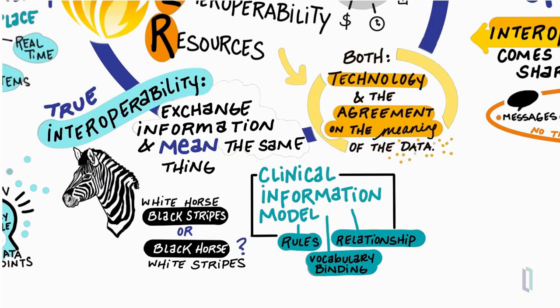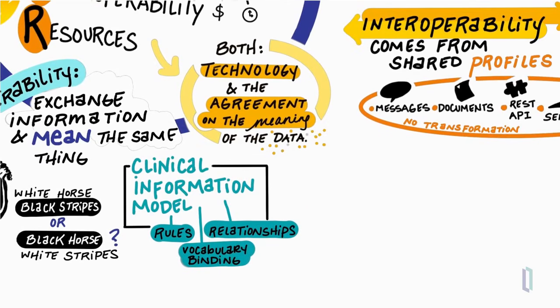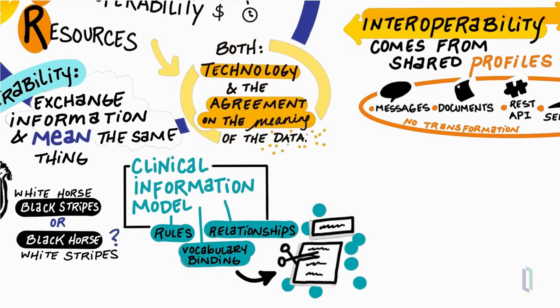A FHIR profile is an implementation of a clinical information model that allows systems to understand the meaning of the data. So have we had models before? Well, yes, there have been modelers for a long time, and we've used models without realizing we were using a data model. And let me give you an example of that.